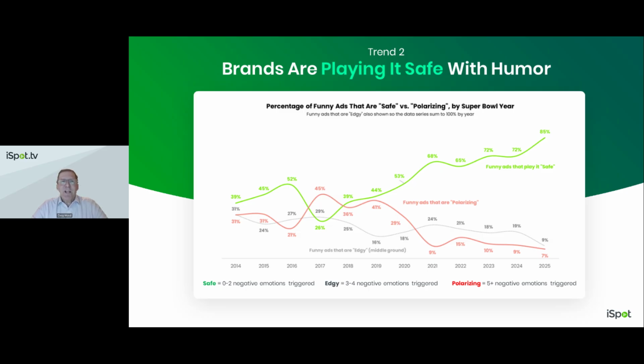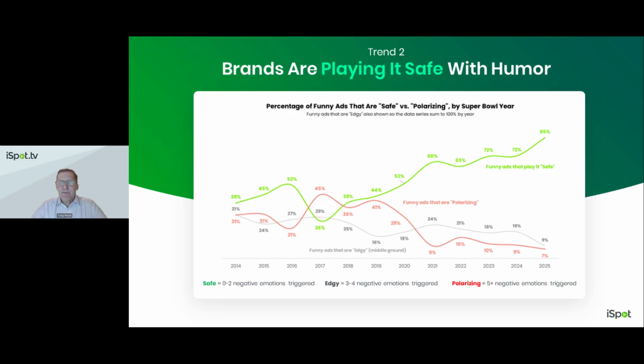So what we've done is we've classified funny ads into 3 different categories based on the amount of negative feedback that we also pick up in the verbatims. You can see in the footnote that we consider safe humor to be ads that have a funny emotion and 0, 1, or 2 negative emotions that are also pulled into the overall feedback. Edgy humor, also funny, has 3 to 4 negative emotions. And polarizing humor, a little bit dangerous, is funny, but the ads have 5 or more negative emotions.